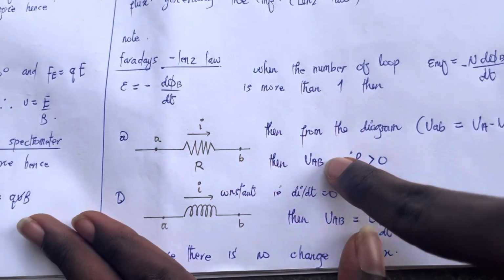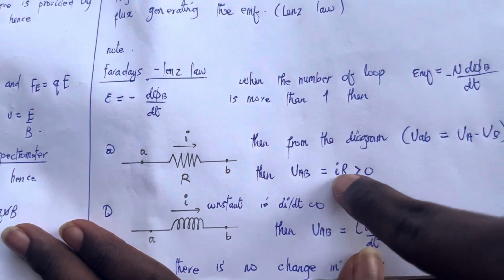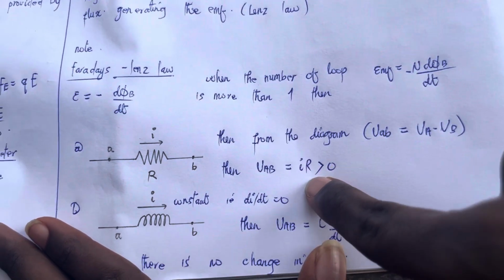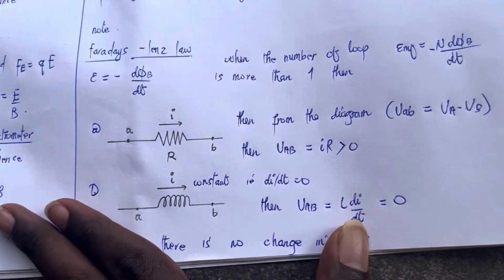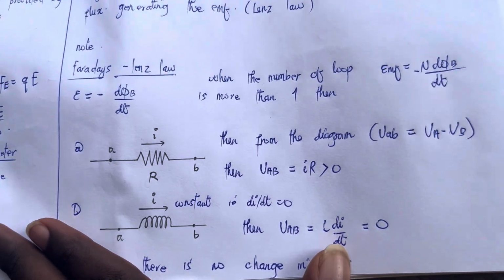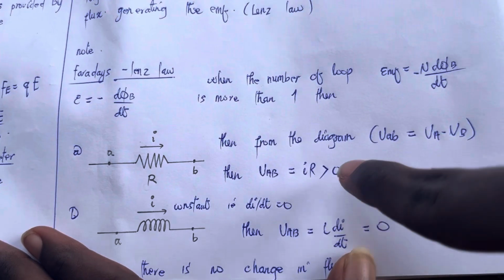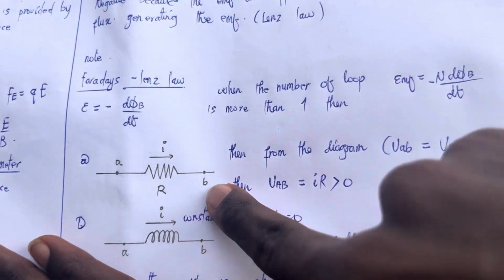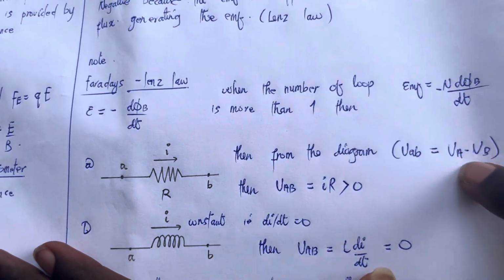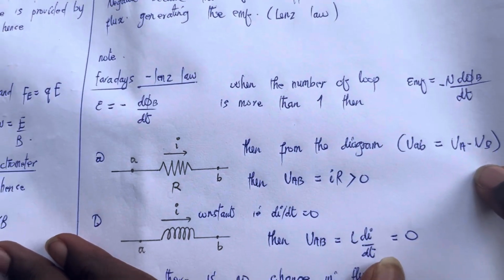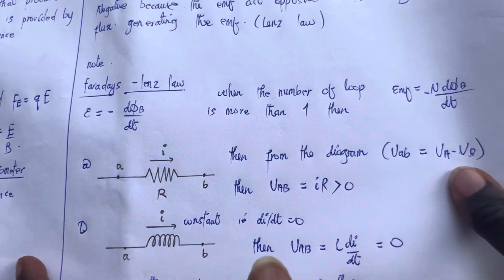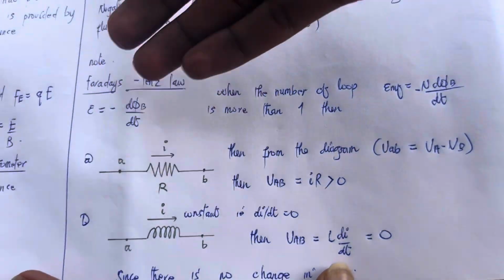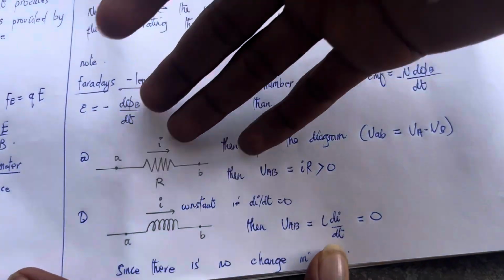So for that matter, our VAB is equal to IR. The IR is the same thing as potential from Ohm's law. Ohm's law is equal to the current times the resistance, which is greater than 0. So this means that potential at A minus potential at B will still give you a number which is greater than 0, I mean a positive number per se. Now, this was just to help you understand some terms here.